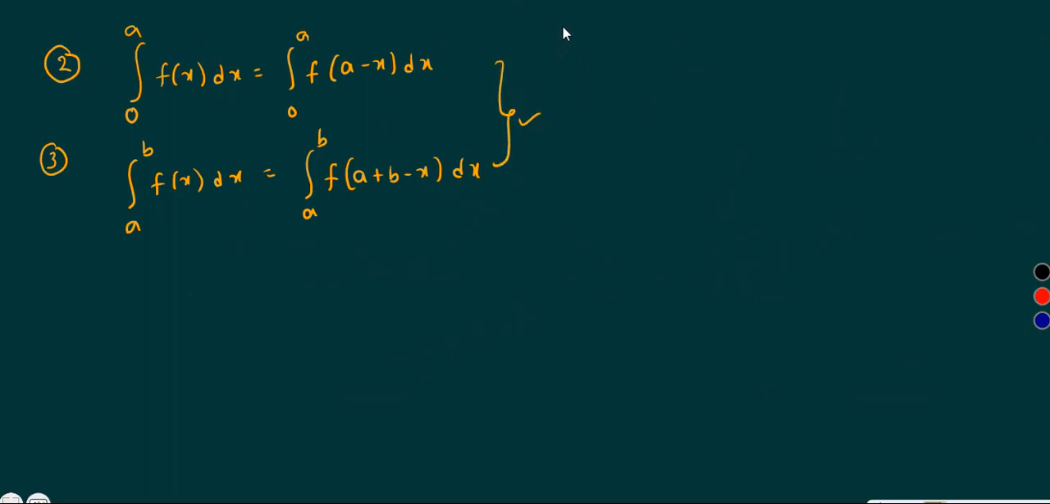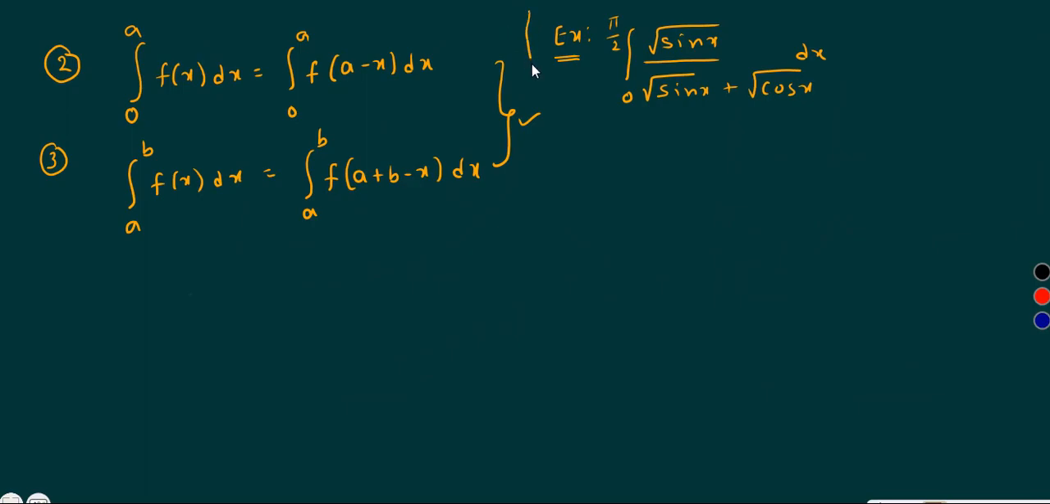Okay, example. Integration from 0 to pi by 2 of square root of sin x by square root of sin x plus square root of cos x dx.